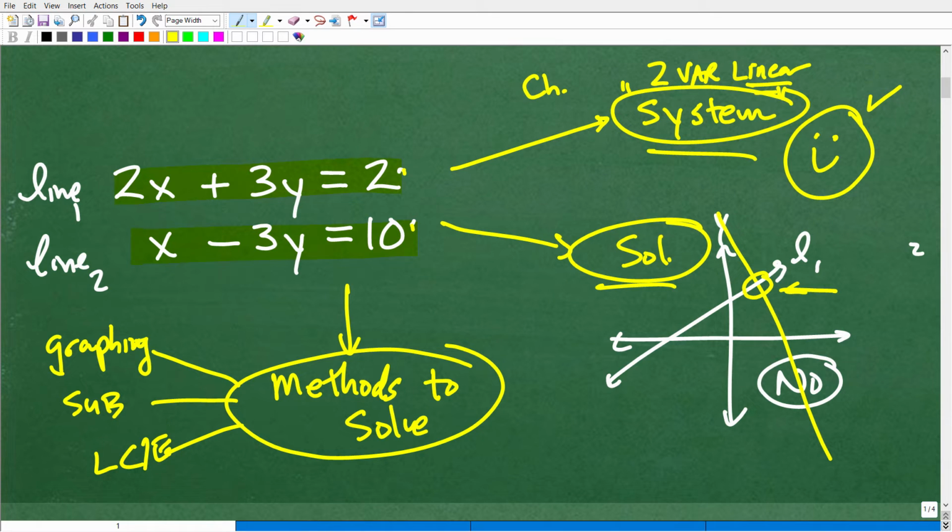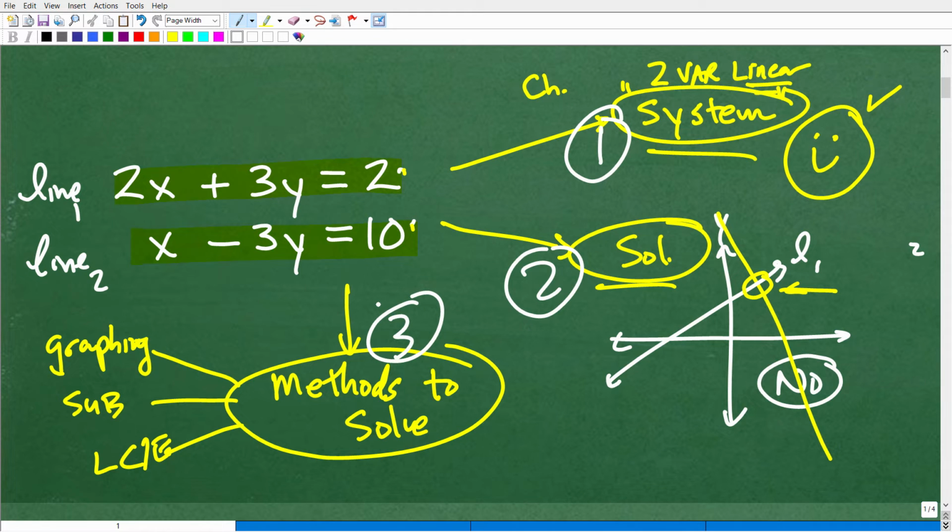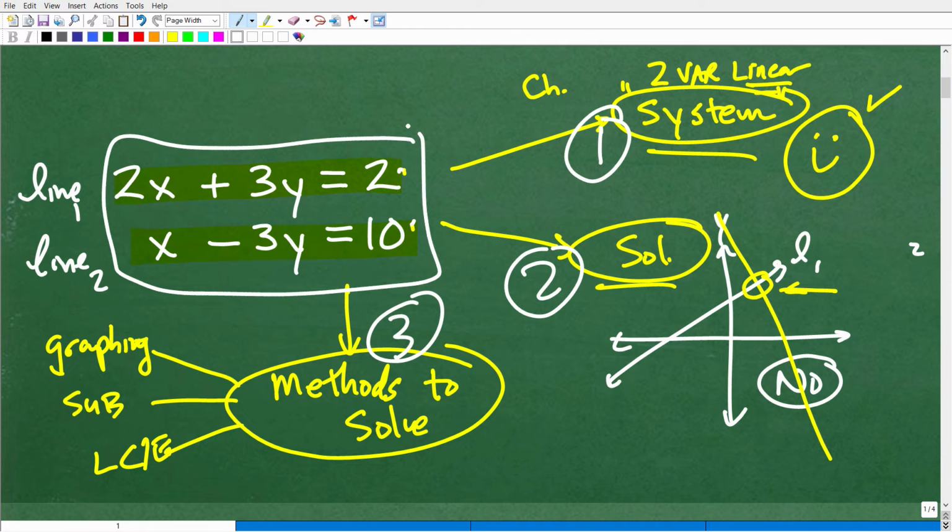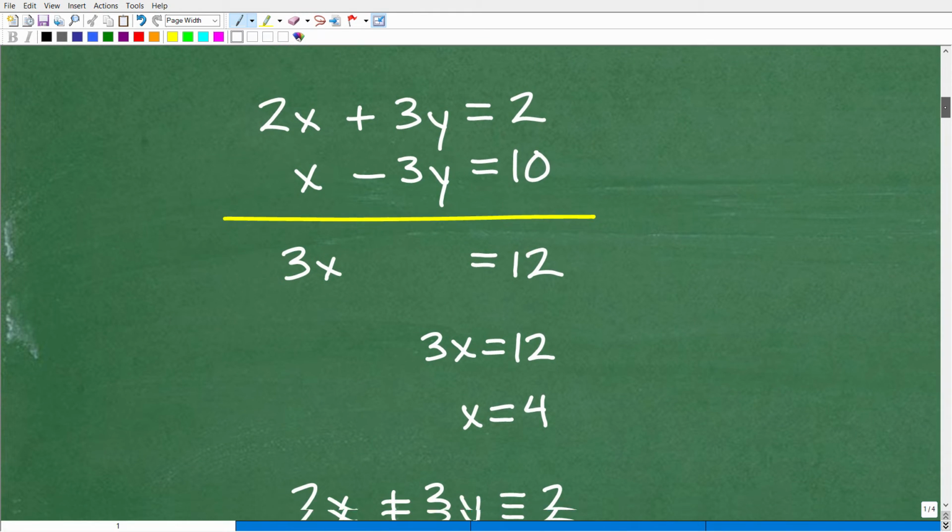So the 3 things that I would suggest you need to know are: 1, it's a system; 2, what is the solution? What does it represent? And 3, what are some of our options in terms of methods to solve this? Okay, so if you now want to go ahead and maybe take another chance at trying to solve this, go ahead and do so. But I'm going to get into it right now. And we're going to use the linear combination elimination method.